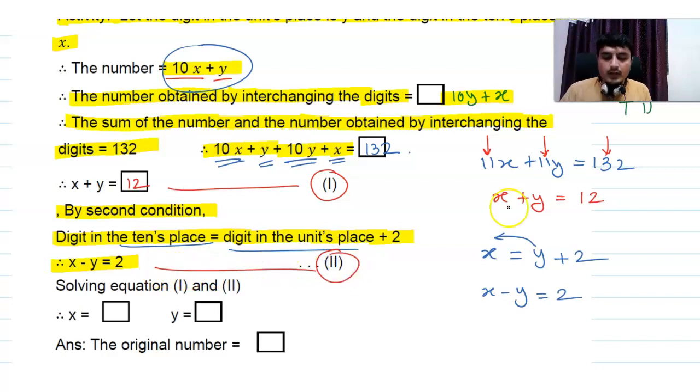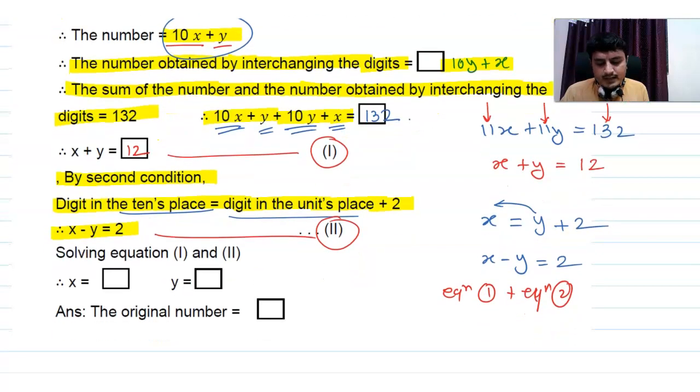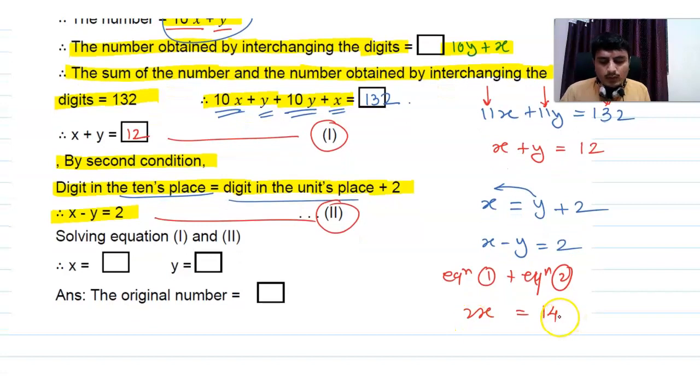Now try to solve equation 1 and equation 2 simultaneously. What will happen once we add equation 1 with equation 2? We are getting x plus x becomes 2x, while plus y minus y cancels or gives us 0. 12 plus 2 we have 14. So now once we divide both sides by 2, or we shift 2 from LHS to RHS, 2 is a multiplier, after shifting it will become a divisor and gives us the value of x is 14 divided by 2 is 7. So the value of x is 7.